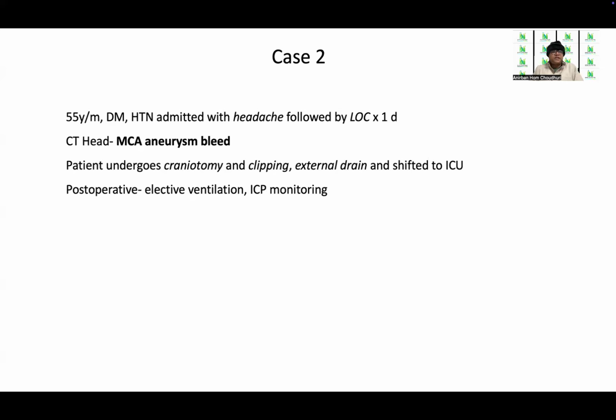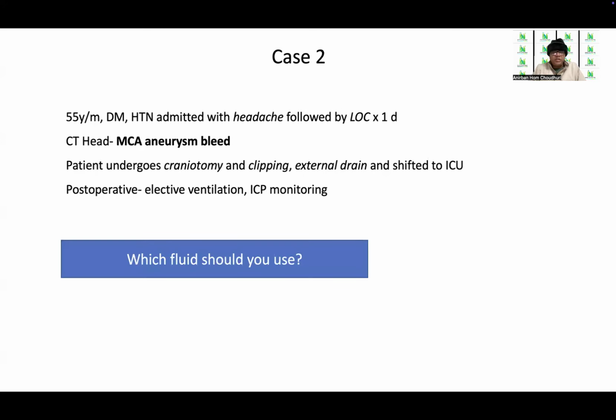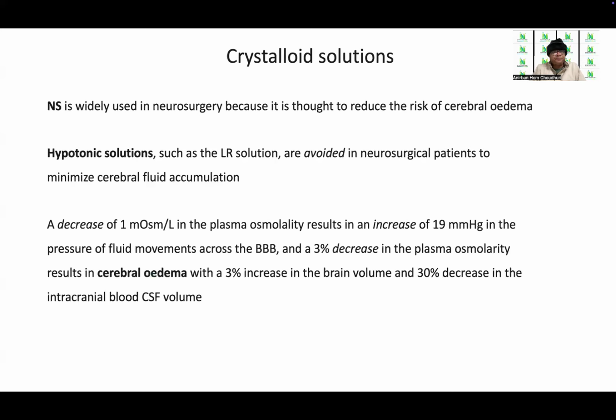Let us look into the second case. A 55-year-old male, diabetic, hypertensive, admitted with headache followed by loss of consciousness for a day. The CT head finds an MCA aneurysm bleed. Patient undergoes craniotomy and clipping with an external drain and is shifted to the ICU. The patient is put on elective ventilation in the postoperative period alongside ICP monitoring. Now, which fluid should you use?